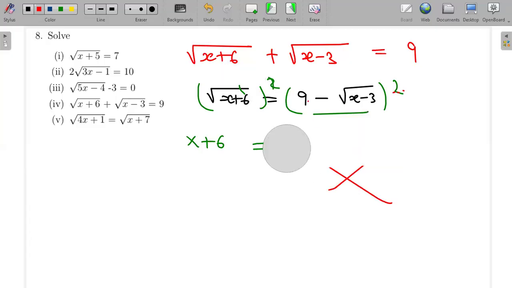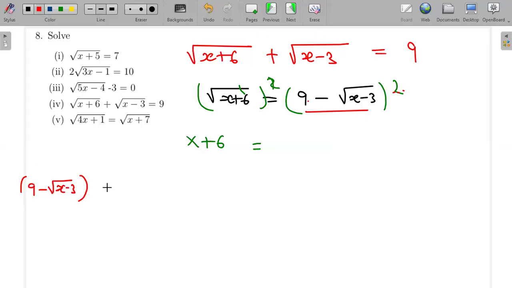Notice that everything in the brackets is squared. So this part simply means 9 minus the root of x minus 3 multiplied by 9 minus the root of x minus 3. That's what it means. No wonder there's a square there. So you multiply step by step. 9 multiplied by 9, you get 81. 9 multiplied by minus root of x minus 3, you get minus 9 root of x minus 3.